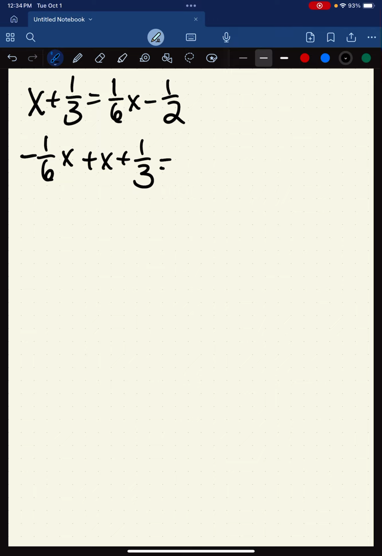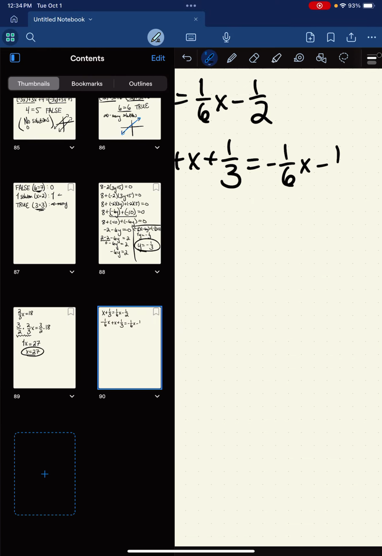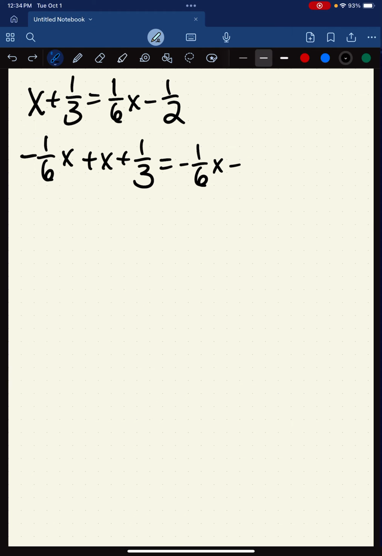Let's look at x plus 1/3 is equal to 1/6 x minus 1/2. We want to get all of the x's by itself on one side and everything else on the other, because that's how we're going to solve it. So if we add negative 1/6 x to both sides.